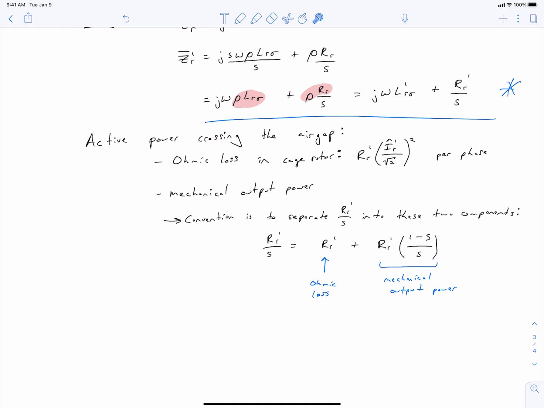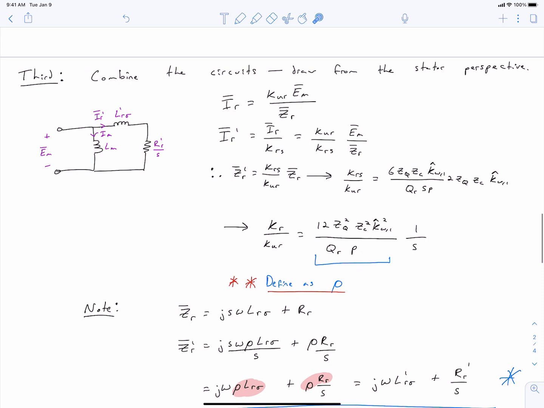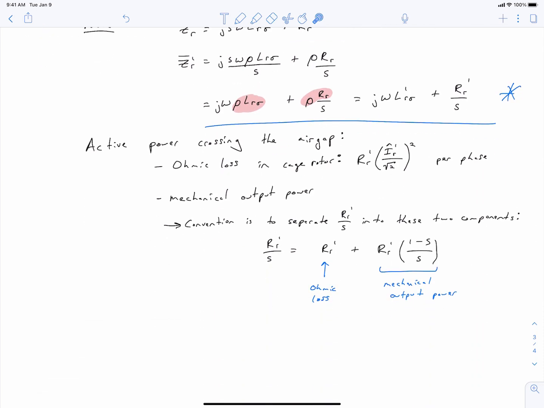All right, so the next point in deriving our equivalent circuit is that we note that the total active power that crosses the air gap, that leaves the stator and goes to the rotor, is composed of ohmic losses and mechanical output power. So in our equivalent circuit up here, we can see that we're modeling the total power that's going to the rotor branch as the power into this resistor right here, as this current going to this resistor represents a power draw. But in fact, that power has two components.